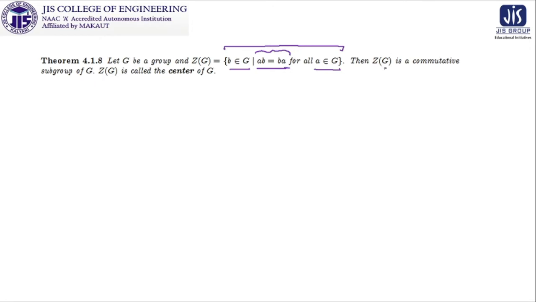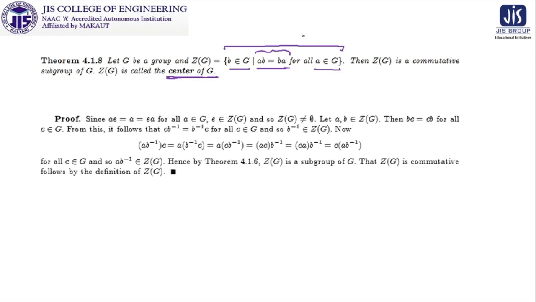Now Z(G) is a commutative subgroup. Commutative is clear. Now subgroup, because you can prove that if this property holds good, then all the requirements for being a subgroup are true. And the name of this particular subgroup is a special name. We call it the center of G. So if we have a non-empty set G and it is a group under operation star, then this particular set is called the center of G.